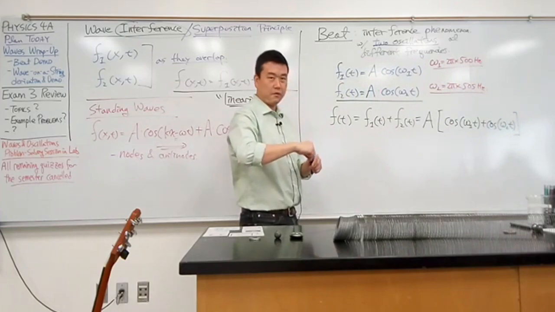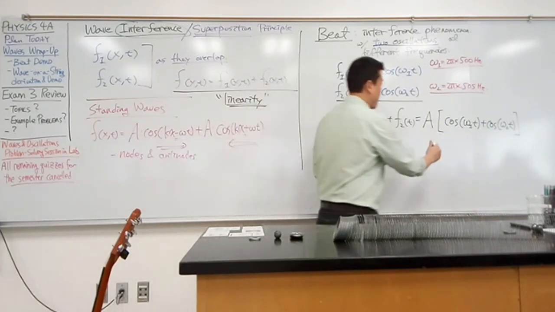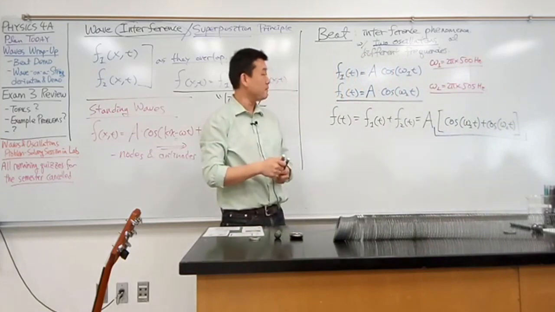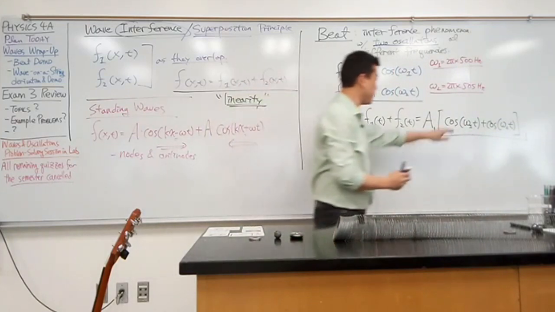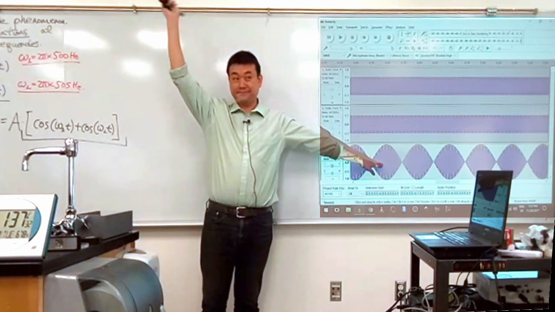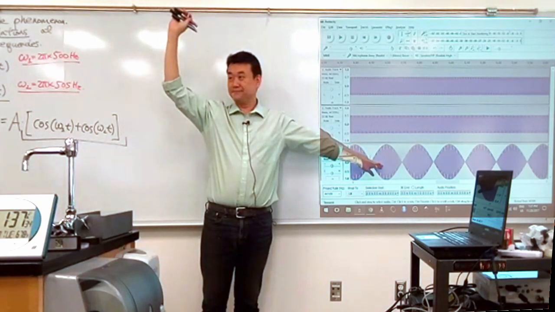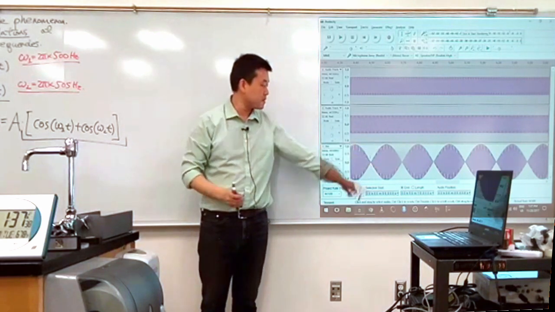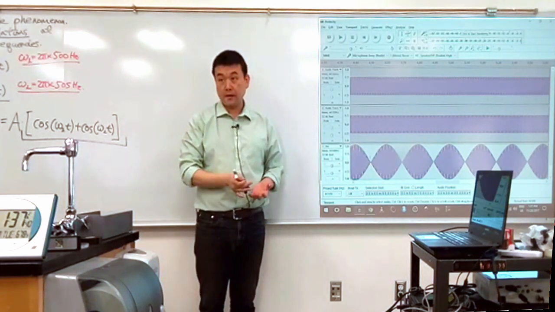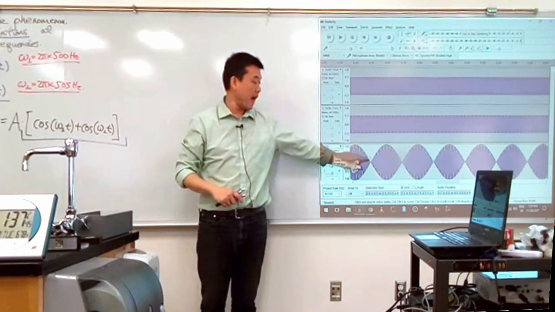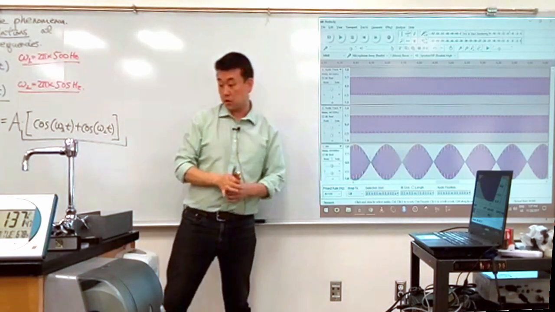Now, which one of you, looking at this form of a trigonometric function, says, oh yeah, it makes sense that this should look like this? No, not really, right? So what this is describing is an oscillation with amplitude that's varying as a function of time.